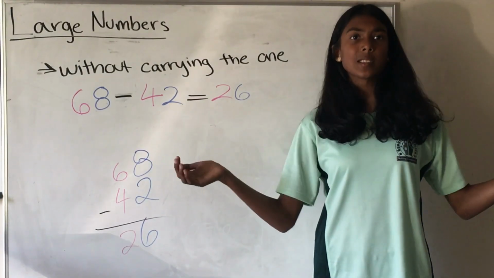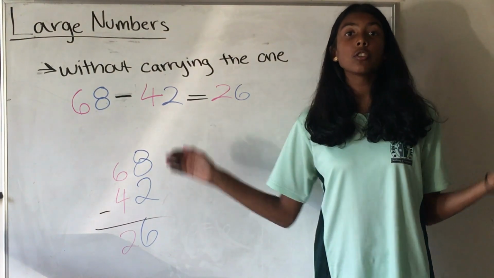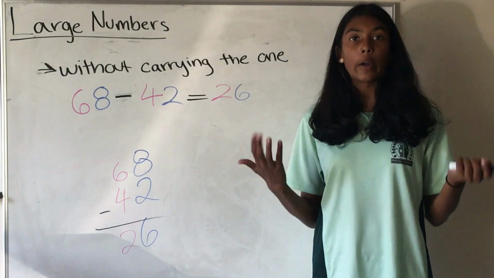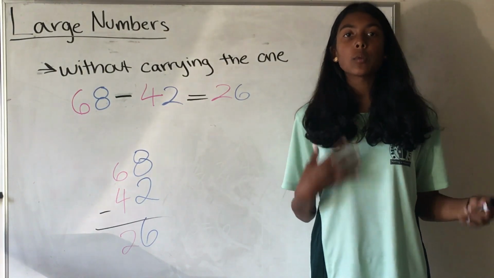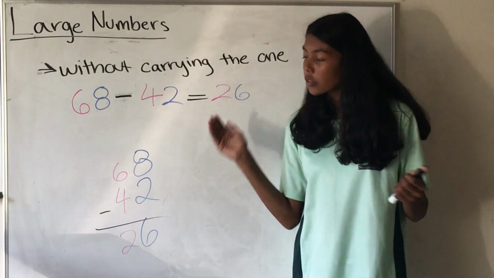So now we're going to move on to subtracting larger numbers. Those are going to be a bit tricky at first, but soon you'll be able to do it in no time. And we're going to start off without carrying the 1. You'll see what I mean once we finish these problems. So let's start with 68 minus 42.